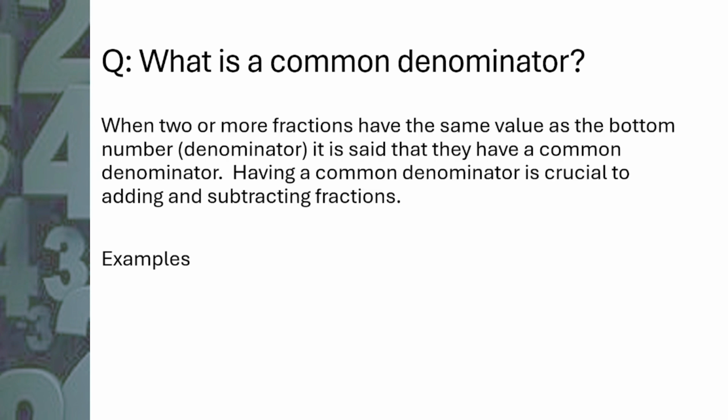Common denominators. When two or more fractions have the same value at the bottom, remember the denominators, it is said that they have a common denominator. Having a common denominator is crucial to adding and subtracting fractions. 1/4 and 2/4 have a common denominator. That common denominator, of course, is 4. 2/5 and 1/5 also have a common denominator, which is 5.